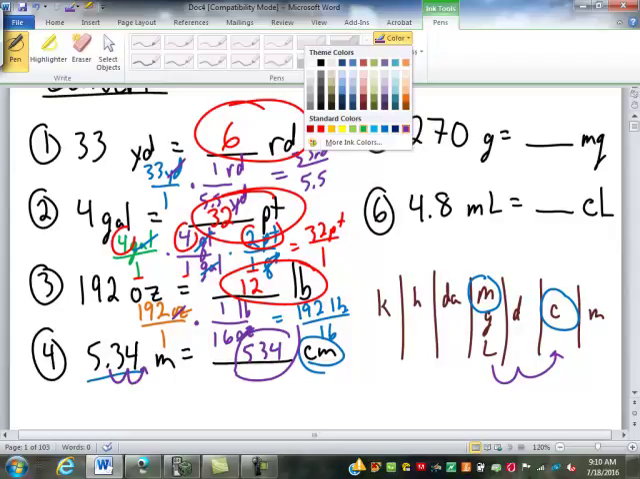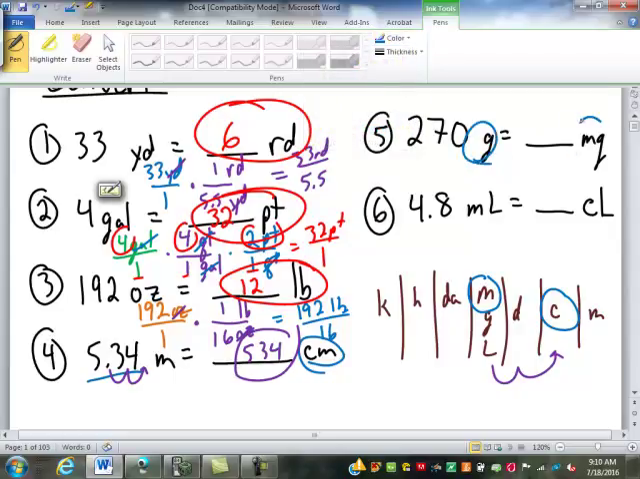Same up here for grams to milligrams. Grams is right here, milligrams would be here. That is 1, 2, 3 spots to the right. Now there's no decimal point here, so we have to put it at the end, and we move 1, 2, 3 spots to the right, giving us 270,000 milligrams.